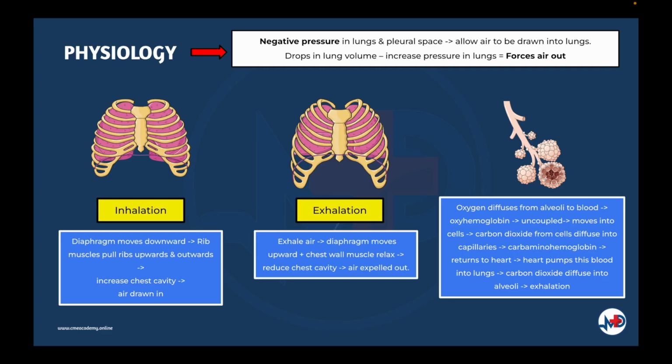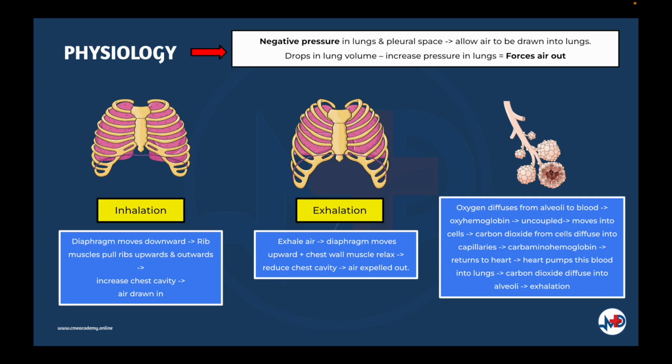When oxygen reaches the alveoli, it diffuses from the alveoli to the blood through the capillaries lining around the alveolar walls. Oxygen binds with hemoglobin to form oxyhemoglobin in the capillaries. Oxygen is transported to the cells by hemoglobin bound to the red blood cells. When they reach the cells, oxygen uncouples from hemoglobin and moves into the cells.